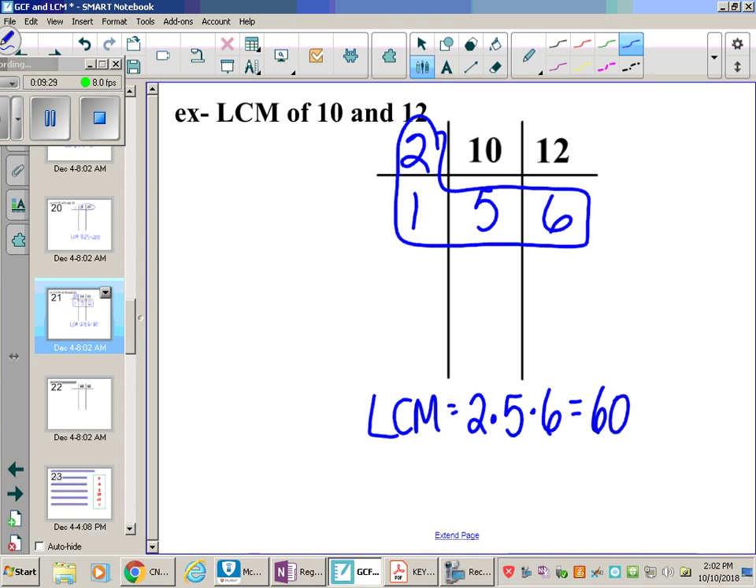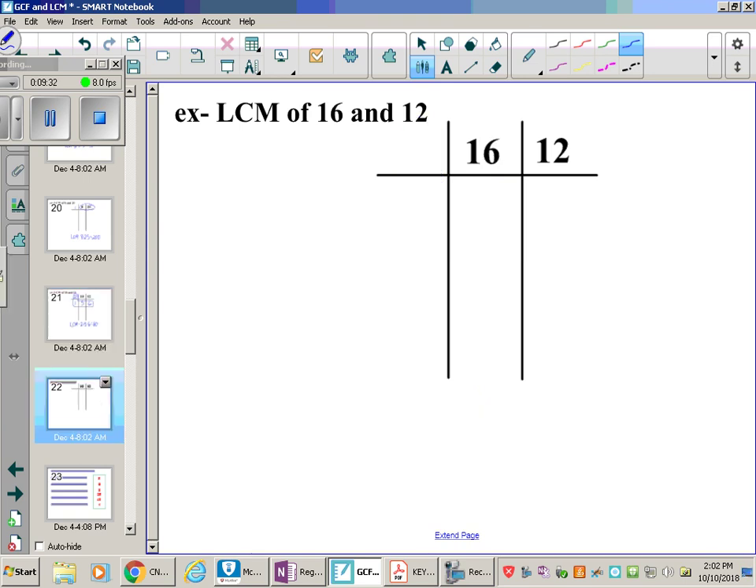Let's look at one more example. Again, if you want to try this on your own, hit pause while you try it, then hit play and see if you're correct, go for it. All right, so when I look at 16 and 12, I might again start with 2. 2 goes into 16 8 times, 2 goes into 12 6 times. 8 and 6 have a common factor of 2, so I need to divide them both by 2. 2 goes into 8 4 times, 2 goes into 6 3 times. 4 and 3 have no common factor other than 1.